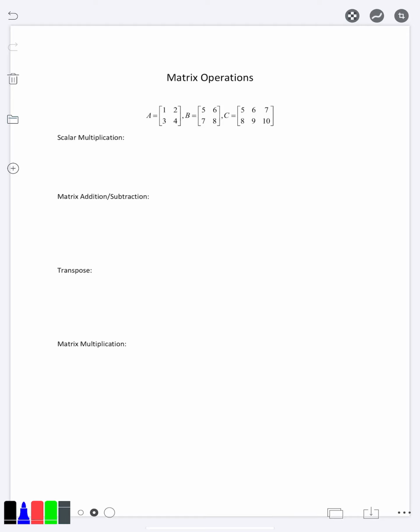matrix. The first one is called scalar multiplication, and this is when we're going to go ahead and multiply a matrix times a number. Now I've given you an A, B, and C just so we have some matrices to use in our examples here. So let's suppose I started by trying to do 5 times A. We would do 5 times the matrix 1, 2, 3, 4.